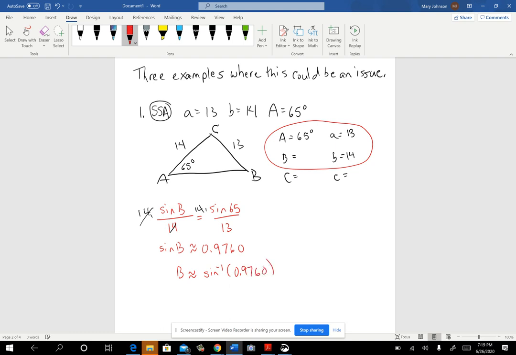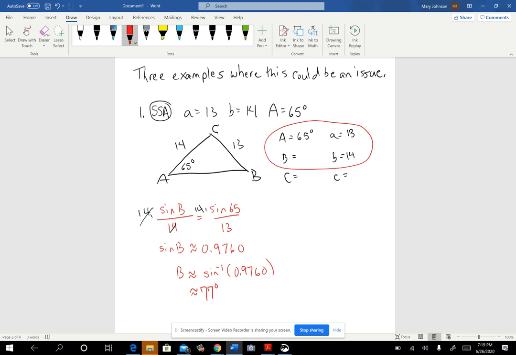Okay, here's where the calculator is going to wind up giving you an angle about 77. I'm going to go ahead and round to the nearest degree, 77 degrees.